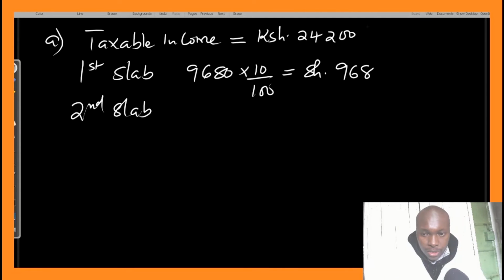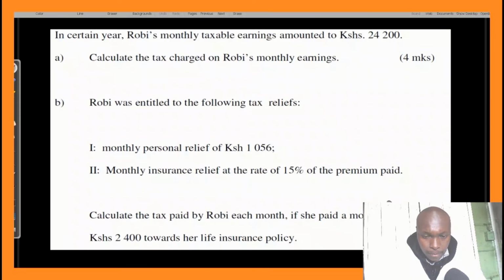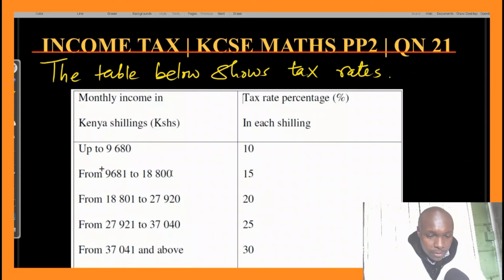Very important to note that this is the amount that you're taxing. It should not go beyond that. So we can still go to the next slab. Now you need to get the difference, or the amount of money charged in the second slab. You can see it is starting from 9,681 to 18,800. So this is how you get it.